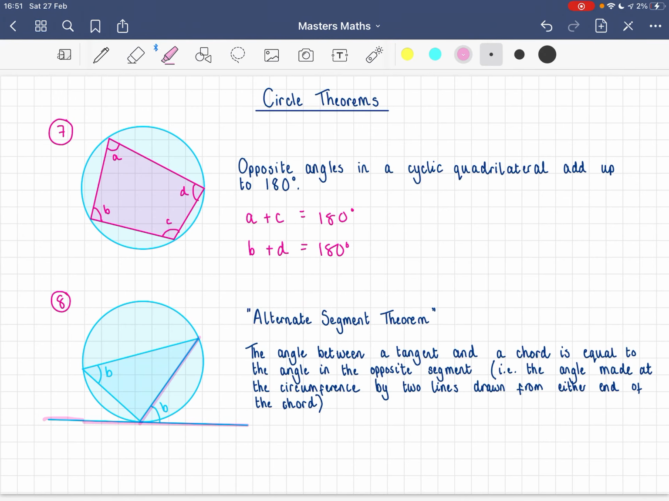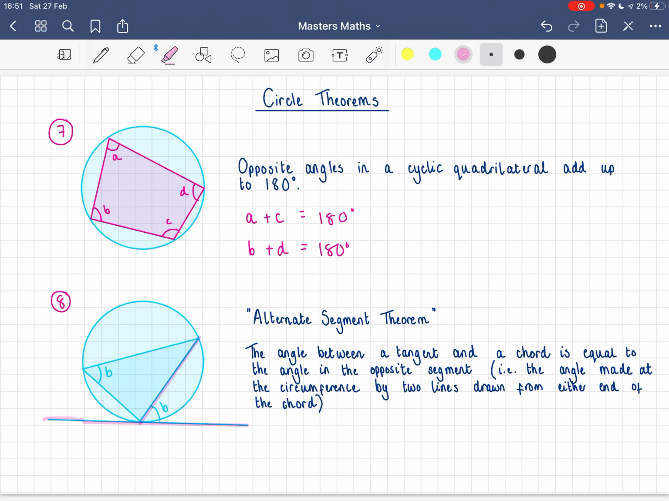It doesn't have to be 90 degrees because a chord is not a radius. Obviously, they're two different names. You wouldn't name the same thing twice. A chord and a radius are different, so the angle between a chord and a tangent is not 90 degrees. Okay. Just wanted to get that cleared up first.